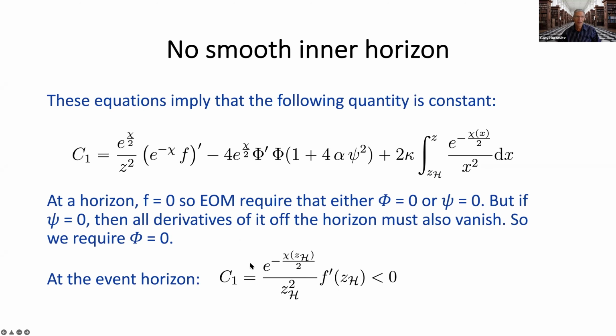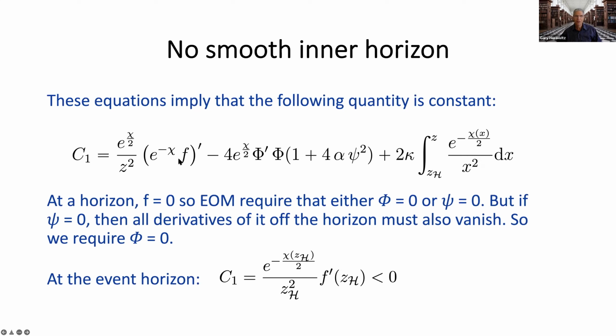But you can show that if the scalar vanishes at a horizon, then all derivatives of it off the horizon must also vanish. So if we assume analyticity or something like that, it would say the scalar field has to vanish identically, and we don't want that. We want to assume we have a non-zero scalar field, so we're going to require that the electrostatic potential phi vanish at the horizon. Well, if we then calculate this constant at the event horizon, phi is 0, so this term doesn't contribute. This integral is trivial. We don't integrate anything, so that's 0.